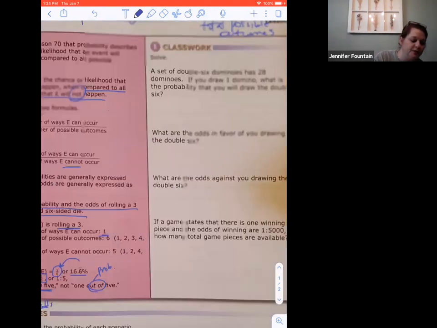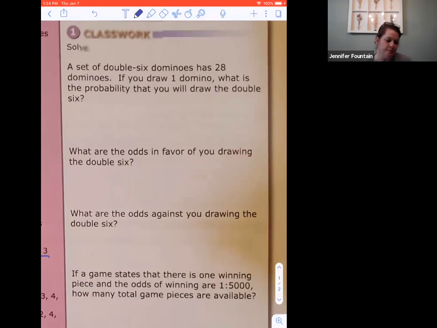So let's practice with this for a minute. It says a set of double 6 dominoes has 28 dominoes. So maybe you're familiar with dominoes. If you're not, they're a little brick looking thing. They've got the line in the middle, and you've got numbers on either side. So this is a set of double 6 dominoes, and there's 28 total. If you draw one, what is the probability that you will draw the double 6?